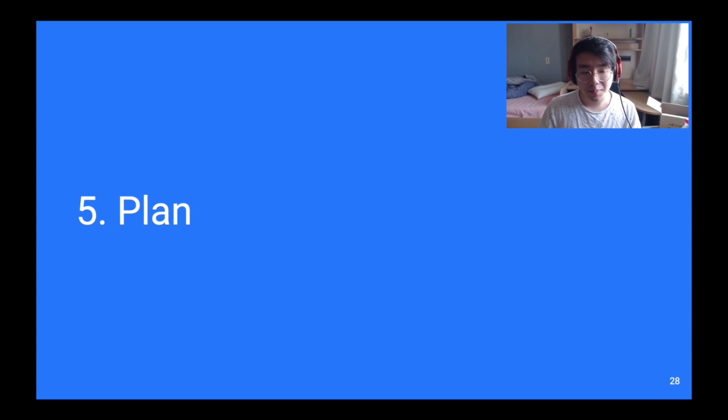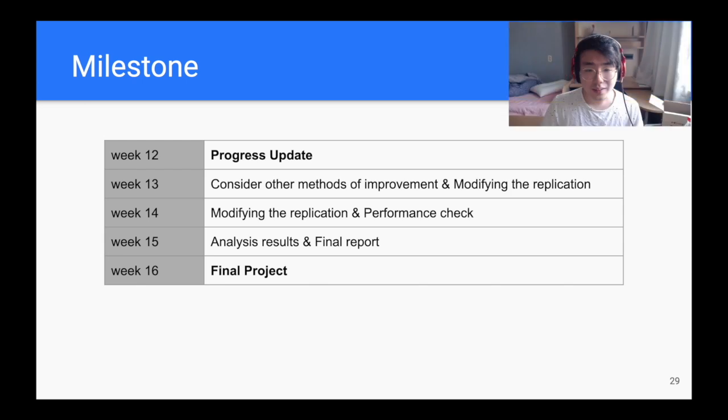In this section, I'll talk about how we plan to progress further. After our progress update, we will consider other methods of improvement and use those to modify our replication. In the next week, we will continue modifying the replication and then make a performance check around this time. In the final weeks, we will analyze the results and start working on our final report. In the last week, we will finish our project and report what we have.